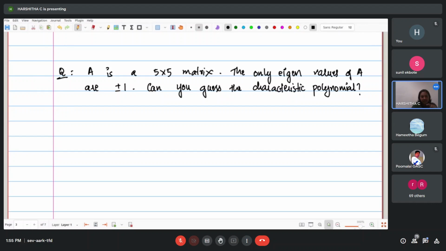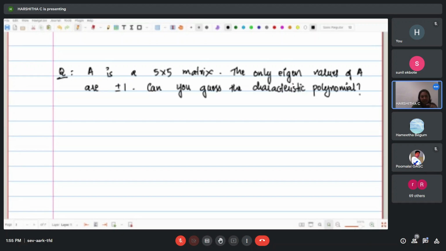Actually, the sum of diagonals should be the eigenvalue, right? It is a 5 by 5 matrix, which means there must be 5 eigenvalues. If it's plus or minus 1, then it should be quadratic. It must then be x plus 1 raised to q into x minus 1 raised to 2.